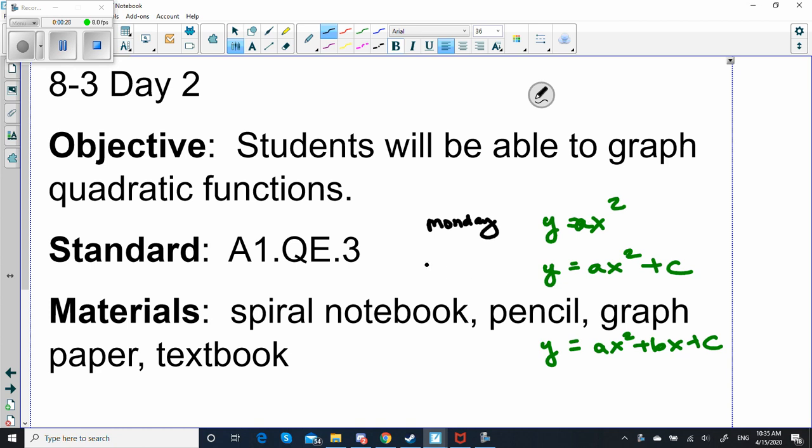And then on Wednesday, we did y equals ax squared plus c. Well, the plus c moved it up and down the y-axis, so the vertexes were different. And we still had stretches and shrinks because of the a in front of the x squared. So today we're going to do the whole shebang, the whole standard form, but we add this bx in here. So it's actually the bx that moves the vertex off of the y-axis.